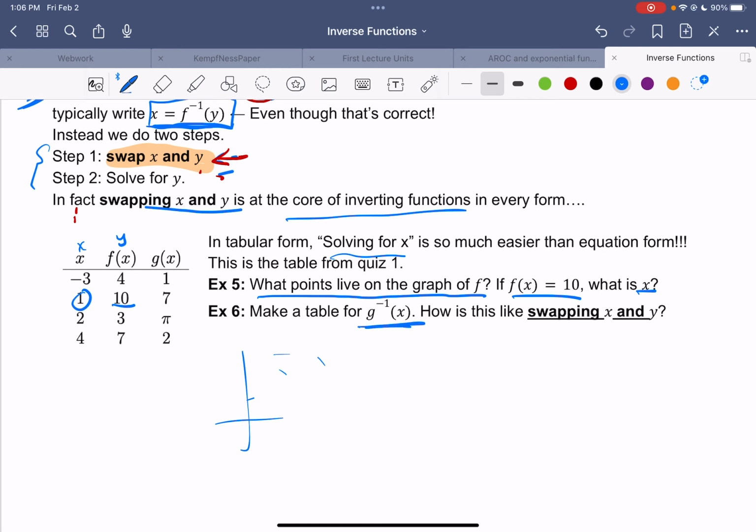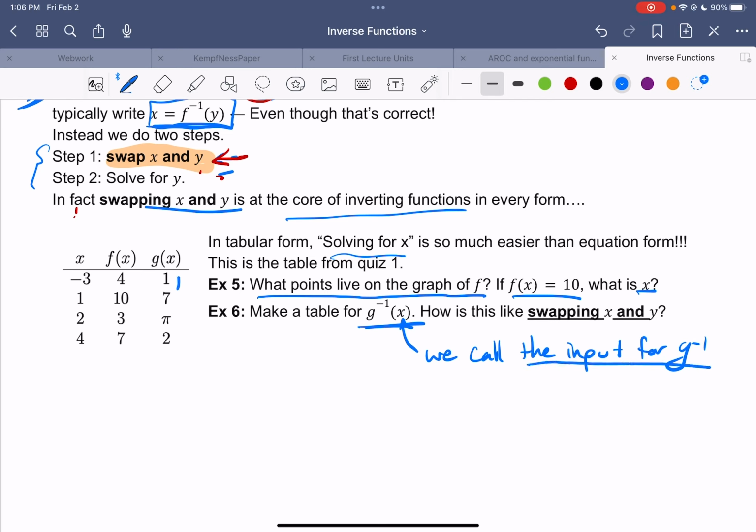Okay, make a table for g inverse. All right, so let's make sense of that. There's one confusing thing here, which is that x is what we call the input for g inverse. And the input for g inverse is going to be this column here. If this is confusing, it's understandable. This x here is different from this x here.